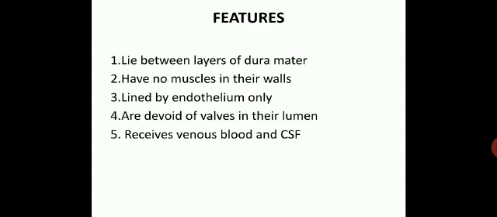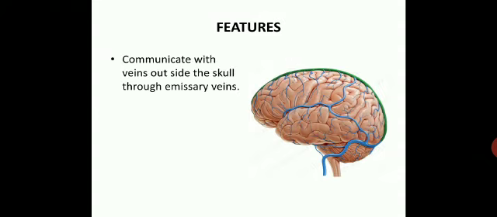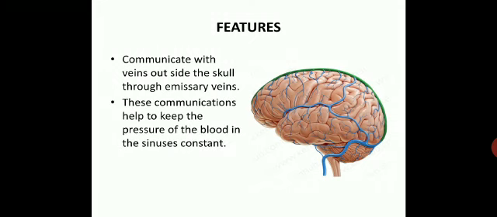It receives the venous blood and also the cerebrospinal fluid and it receives the valveless emissary veins which regulate the blood flow, and it communicates with the veins outside the skull through the emissary veins. Because of these communications, the pressure of the blood in the sinuses remains constant.